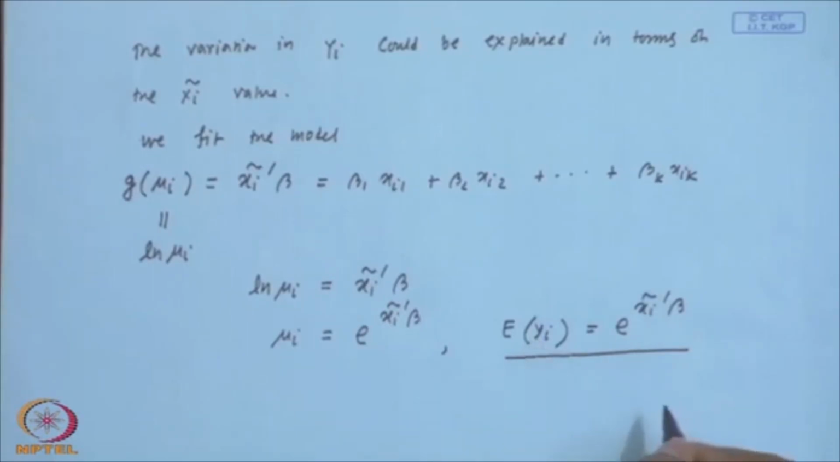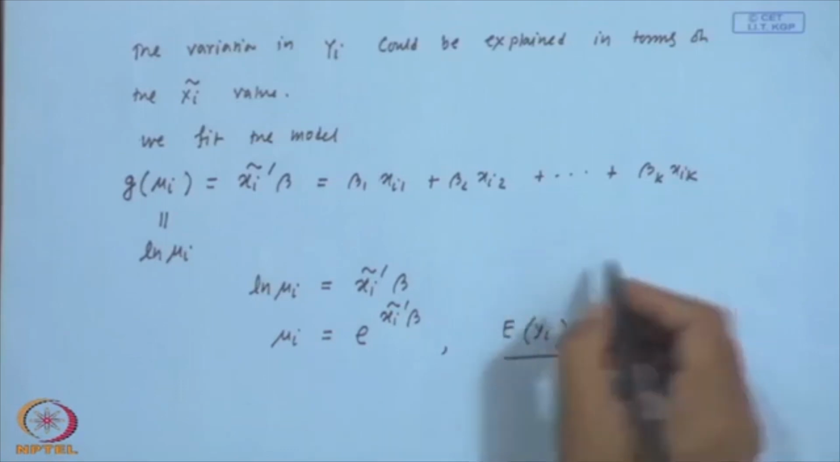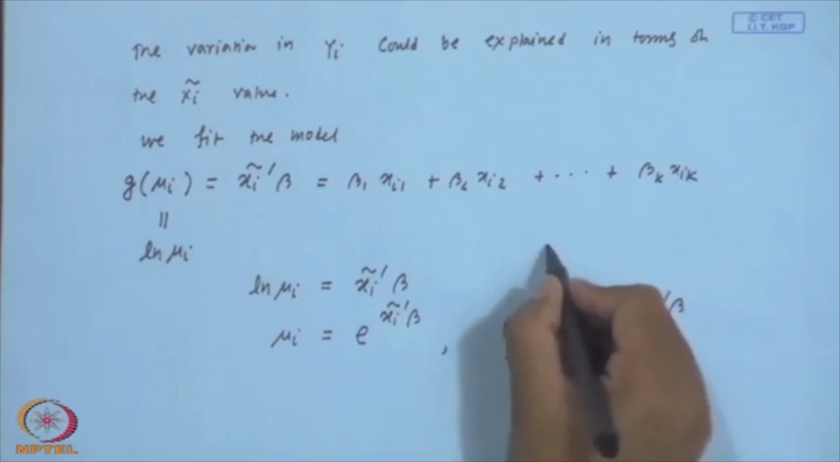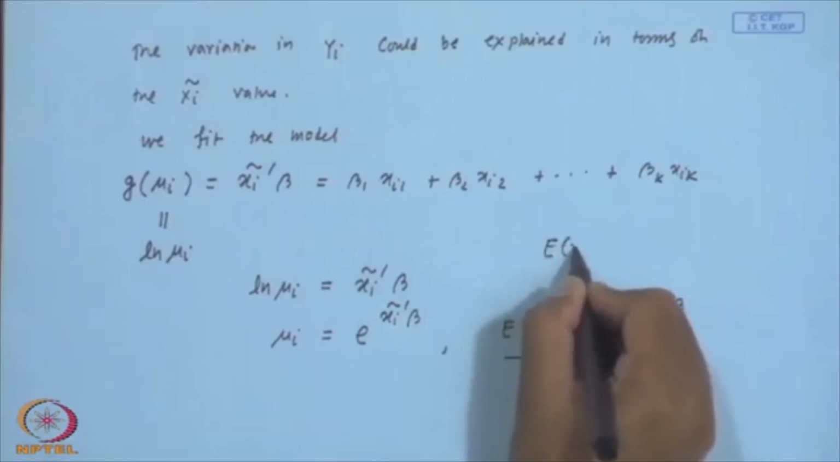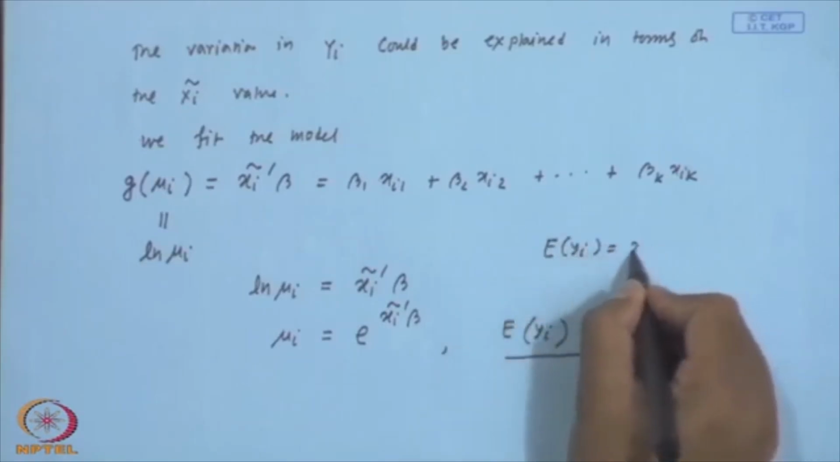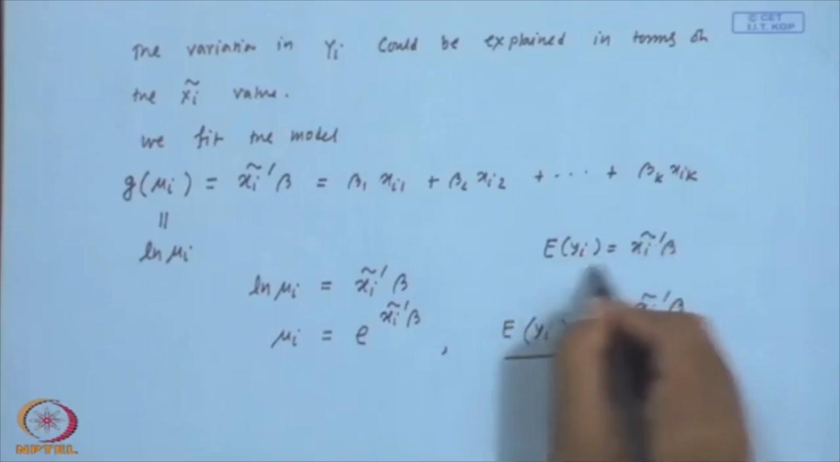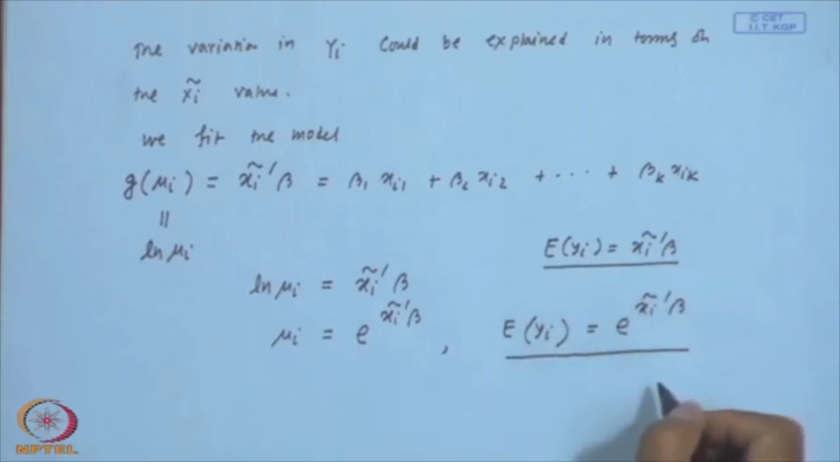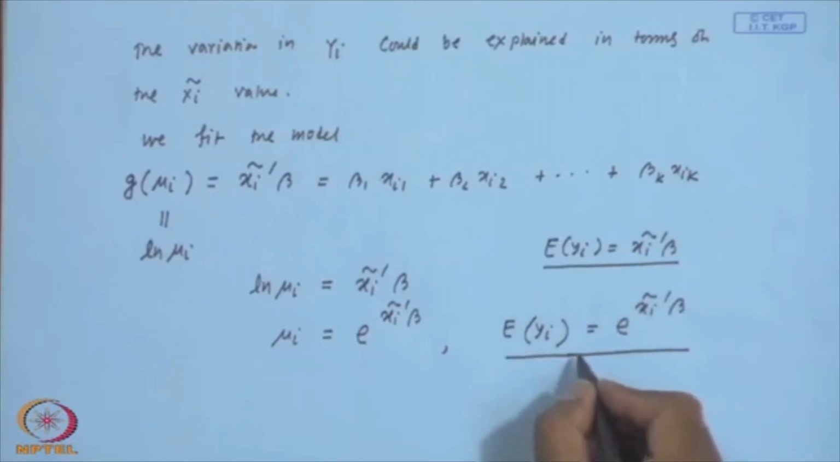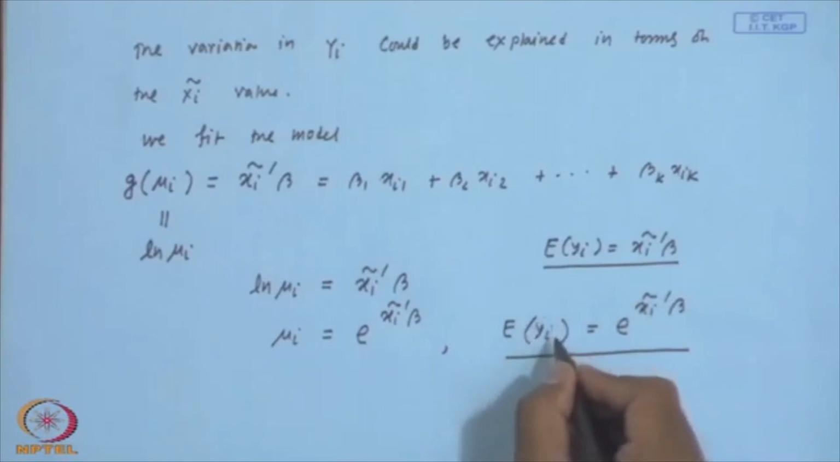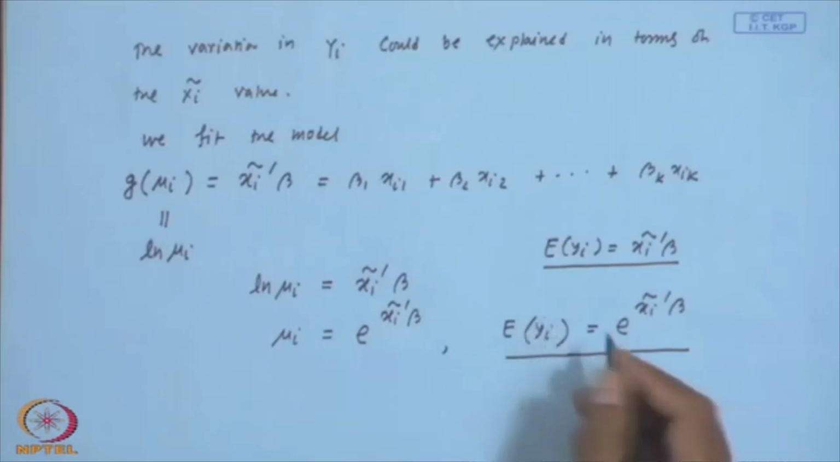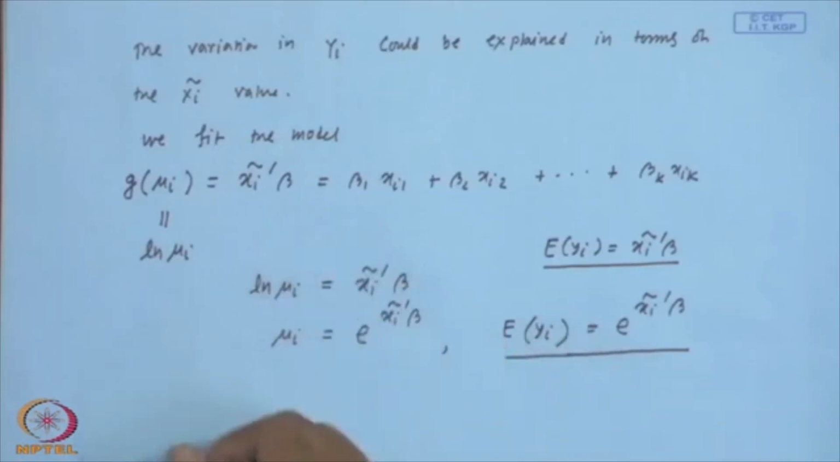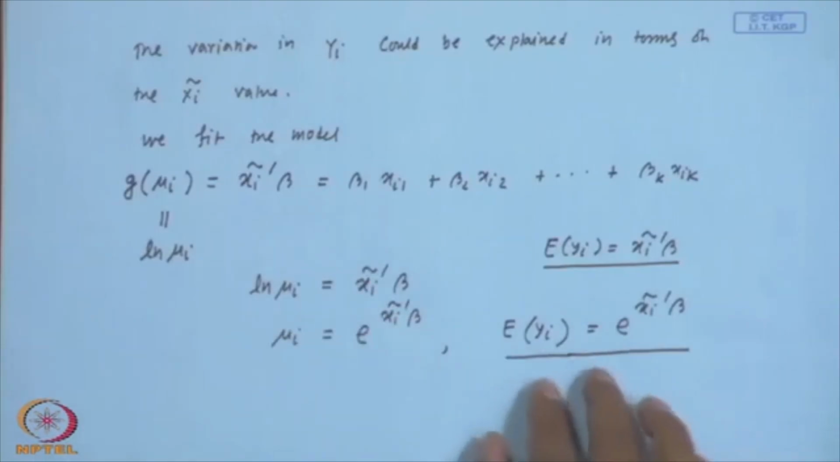Okay. And usually what we fit is that if y follows normal distribution, then we fit the model E(y_i) equal to x_i prime beta. But if it is following Poisson, then we fit this model, and if y follows, say, binomial, then depending on the natural parameter we get the model to be fitted. Okay.